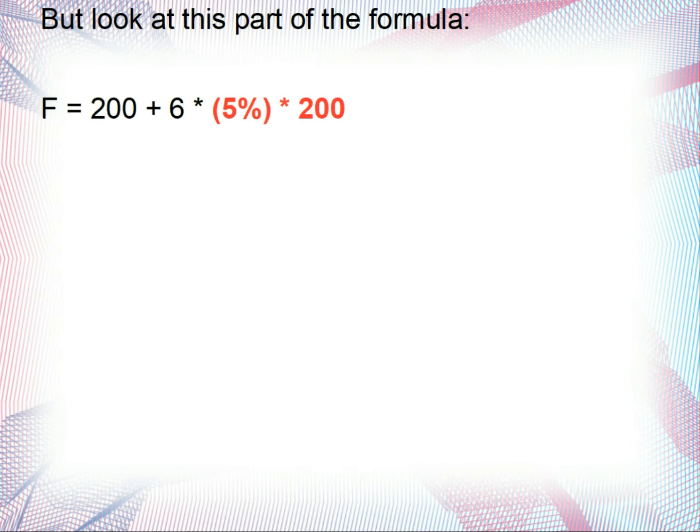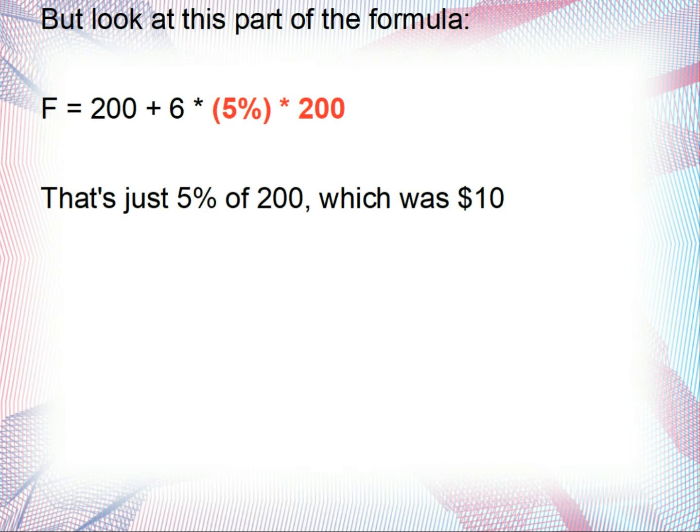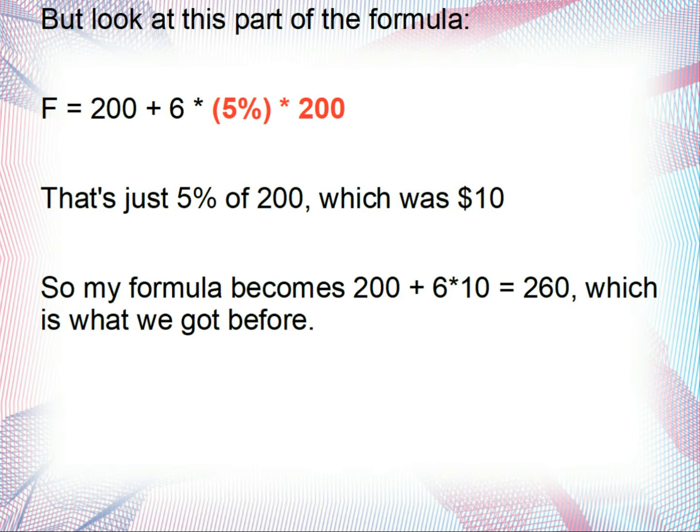So I want to point out one section of the formula here where I have marked in red the 5% times the 200. That is 5% of 200, which was $10. So that's the portion where we just have the interest. So my formula is 200 plus 6 times 10, which is 260, which is what you would pay if you owe $10 a day for 6 days.